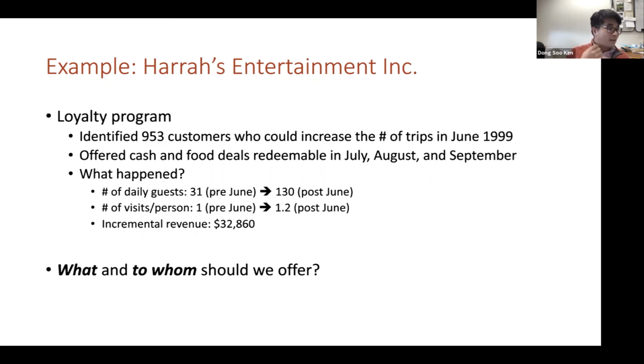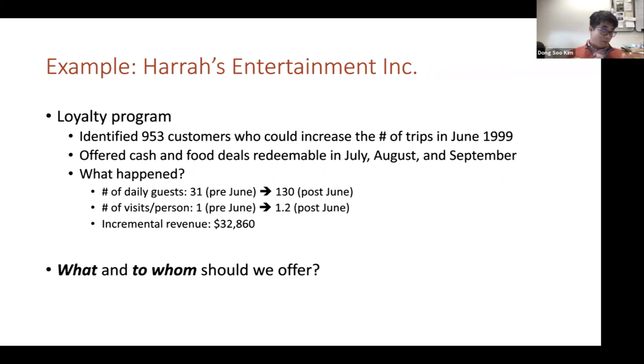In the late 1990s, the company faced a problem. The number of visitors was lower than before, and revenues and profits were getting worse. So, the CRM team of the company undertook an important task to get it back. The team's hard work was twofold. First, loyalty program. Analyzing customer data, the team identified about 1,000 customers who potentially visit the casino and play games more. Then the team offered some cash with food coupons to those customers.